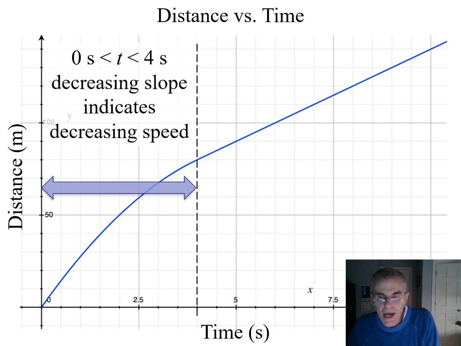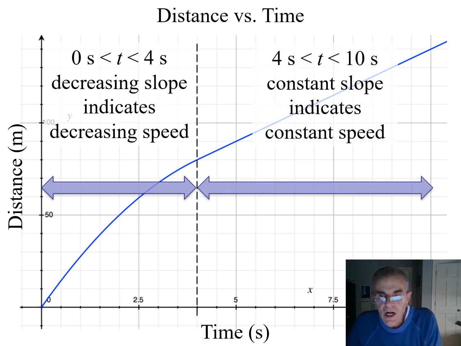But then after that, it appears to have a constant speed because that part of the graph appears to be linear. So this is an example illustration, just an arbitrary example, but showing a few important ideas about analyzing this type of graph, distance versus time.